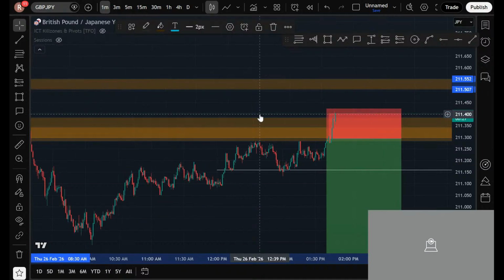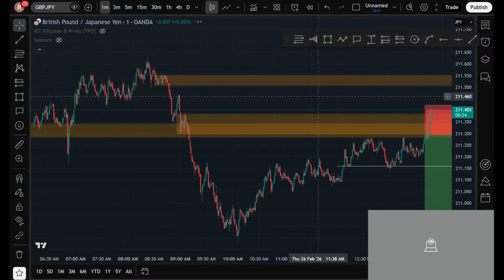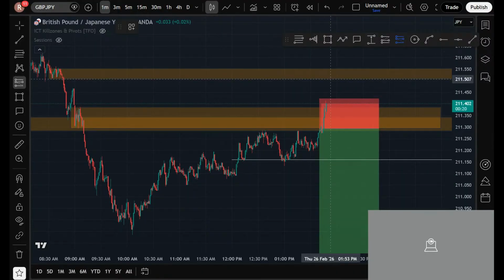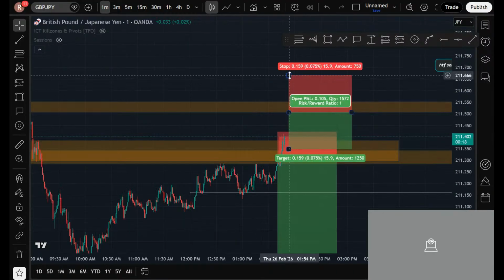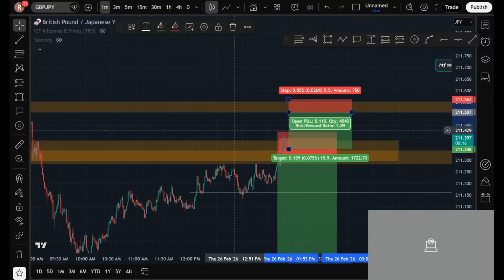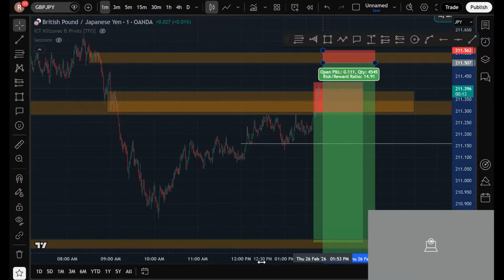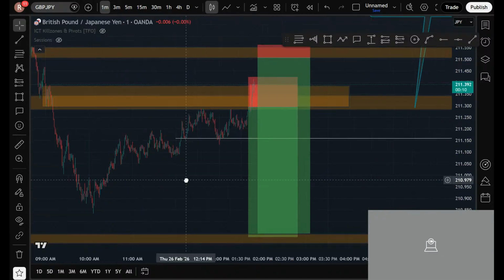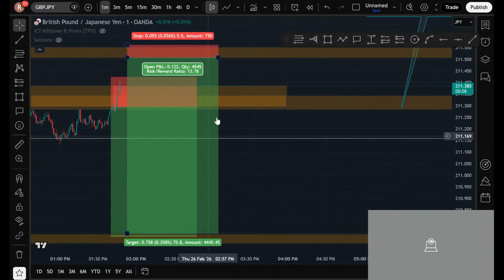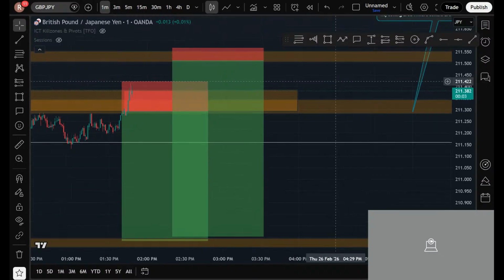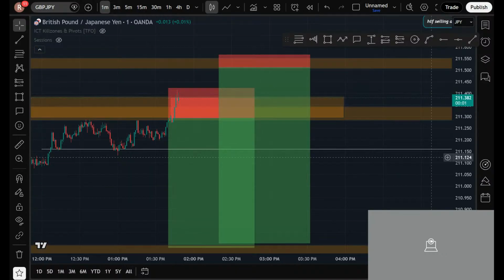Hopefully, I think it will hit my SL, so this would be my area to sell, to give my buyers a second chance. From this area, I will be selling directly, keeping my SL here, and my TP just here. So this is the only possible setup I have for today. And the rest of the things I need to do research on.